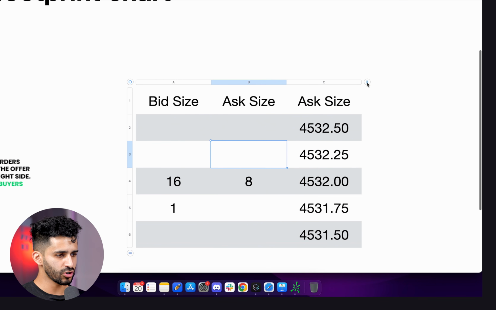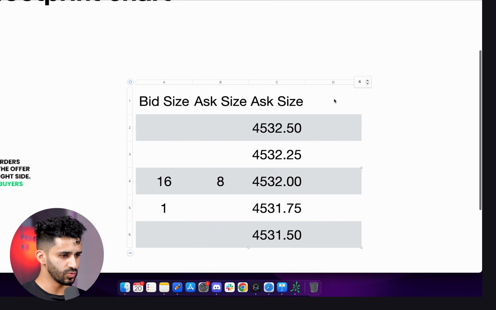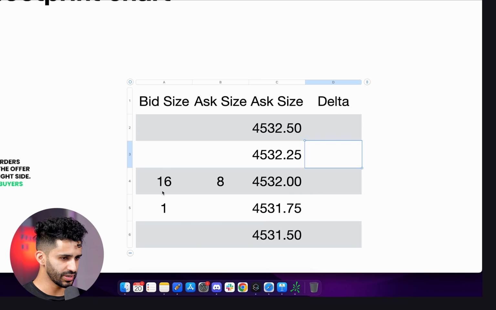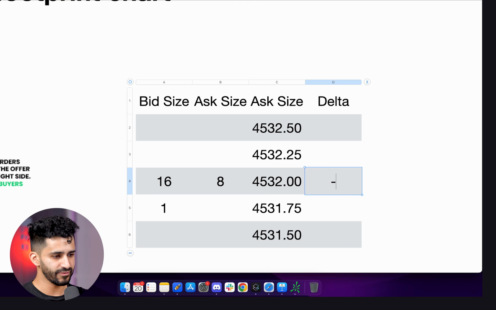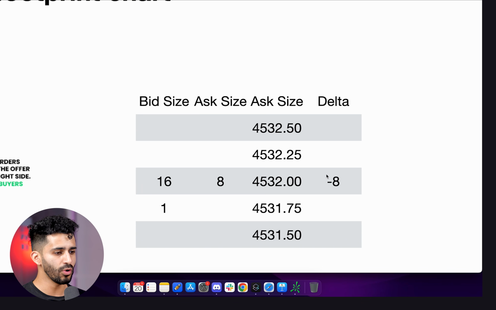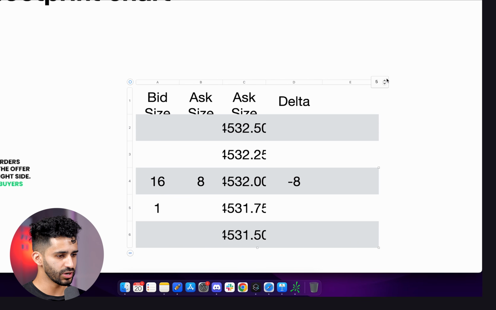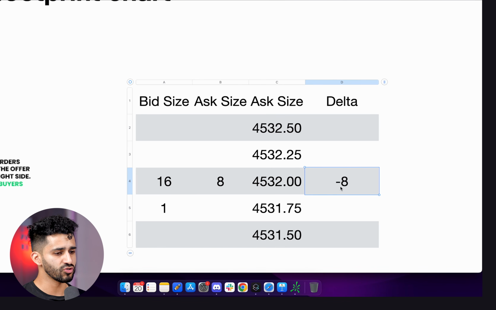Then on the footprint chart, we have something called delta, and I'll show you how delta is used. In this situation, 16 orders got filled on the bid and 8 orders got filled on the ask. The delta is -8, meaning there were more orders filled on the bid than the ask. If we start painting it out and what it could mean, this essentially means that there was more aggressive selling at this level.